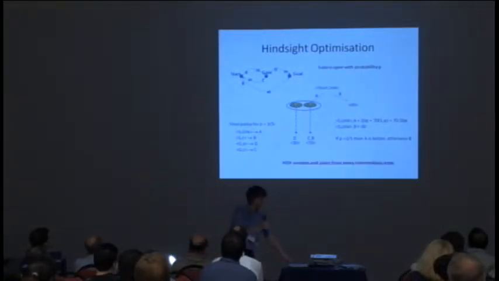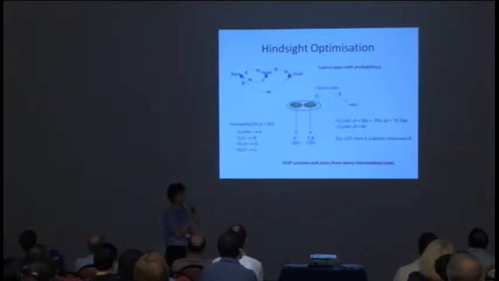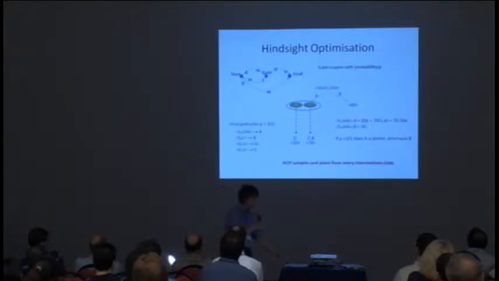The key thing to take away from that example is that hindsight optimization samples and plans from every intermediate state. In this example, obviously, that's no problem because there are only very few interesting states to consider. But in general, there could be very, very many, and it's therefore potentially computationally very expensive to do this.